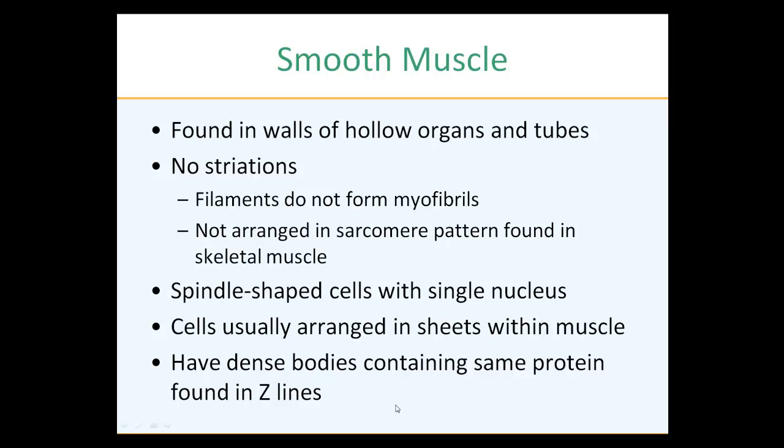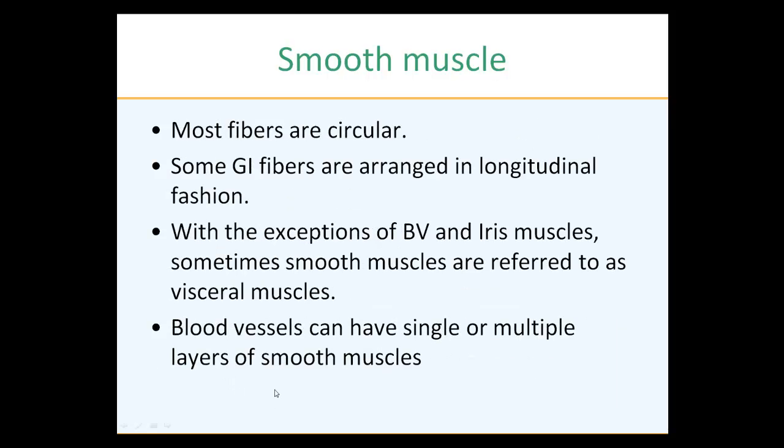They have dense bodies, and those dense bodies contain the same proteins that are found in the Z lines of the sarcomeres, mainly alpha actinin. Again, most of the fibers are circular fibers. Like I said earlier, some gastrointestinal fibers can be arranged in longitudinal fashion, and sometimes we refer to the smooth muscle cells as the visceral muscles, if we take the exception of the blood vessels and iris muscles of the eye, then we can start calling them the visceral muscles.